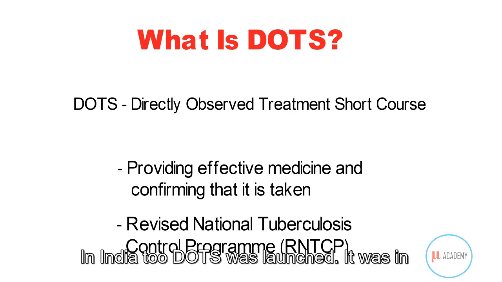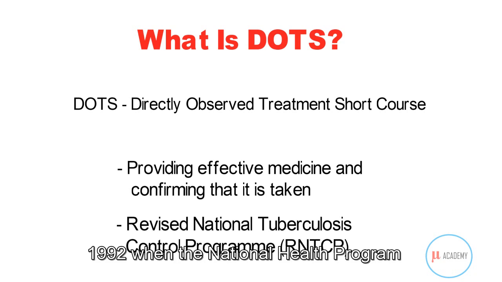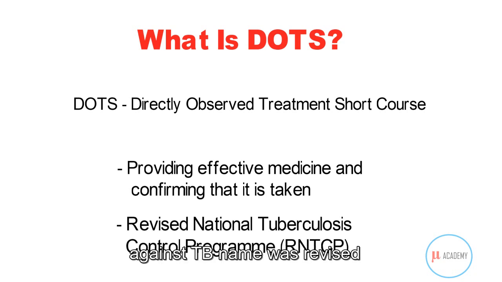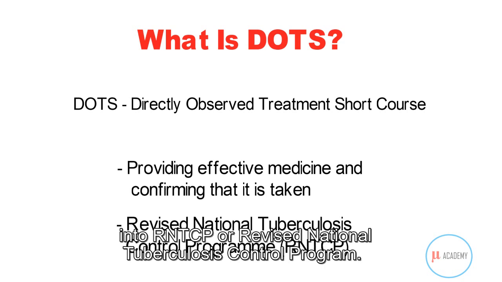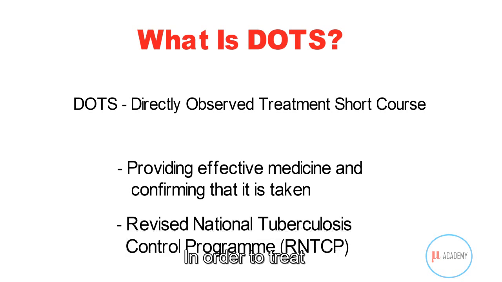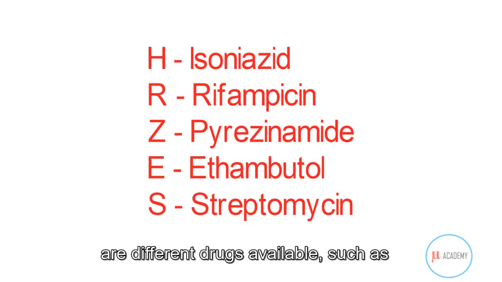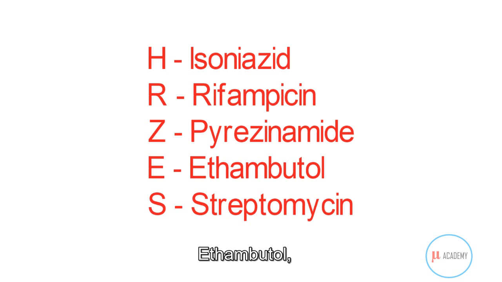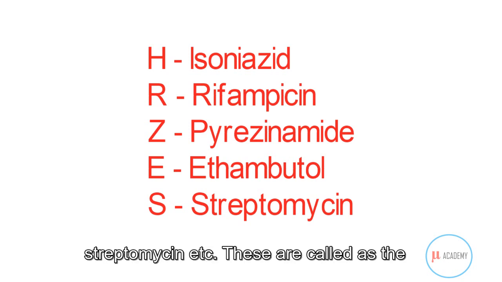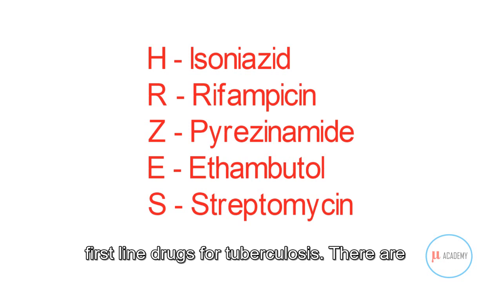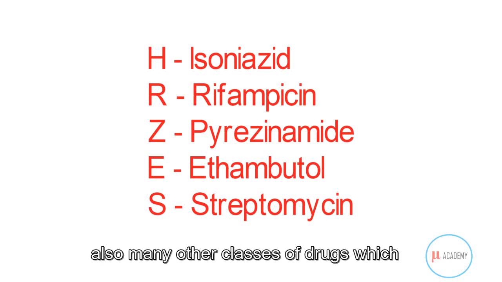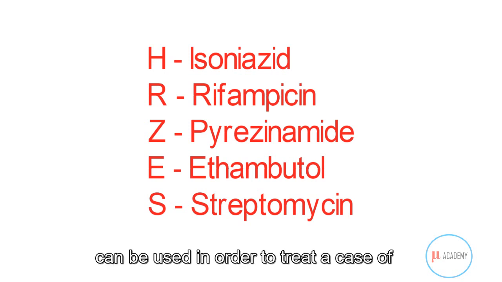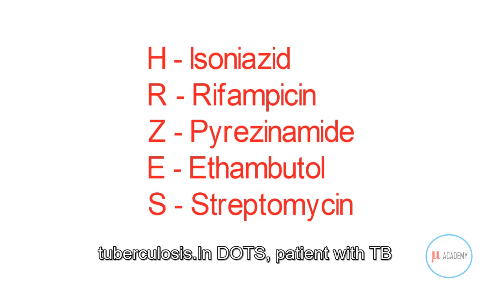In India too, DOTS was launched, that was in 1992, when the National Health Program Against Tuberculosis name was revised into RNTCP, or Revised National Tuberculosis Control Program. So in order to treat a case of tuberculosis, there are different drugs available such as isoniazid, rifampicin, pyrazinamide, ethambutol, streptomycin, etc. These are called the first line drugs for tuberculosis. There are also many other classes of drugs which can be used in order to treat a case of tuberculosis.